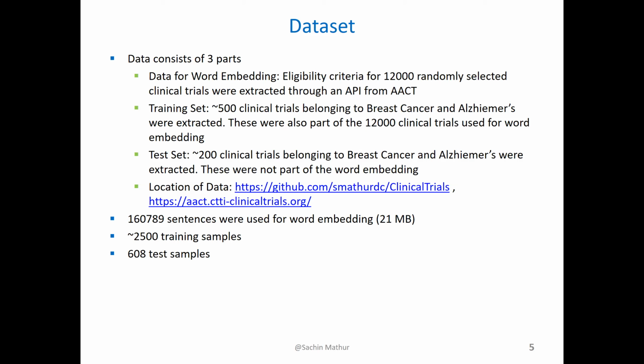All of this data is found in GitHub, and the location for the AACT clinical trials is listed below the link of GitHub. In all, about 160,000 sentences were used for word embedding, and this is about 21 MB of data. I've put in a sample data set for submission, which consists of about 70,000 sentences. There were about 2,500 training samples or training sentences and 608 test samples.